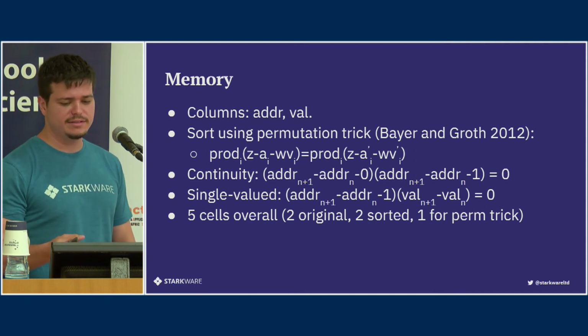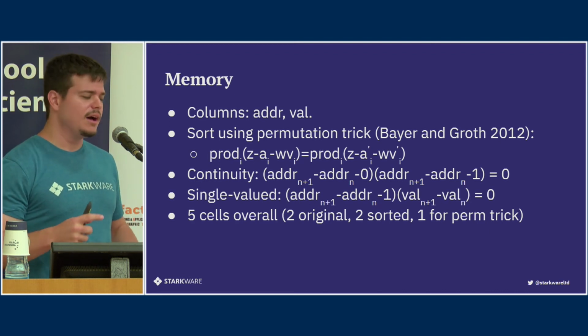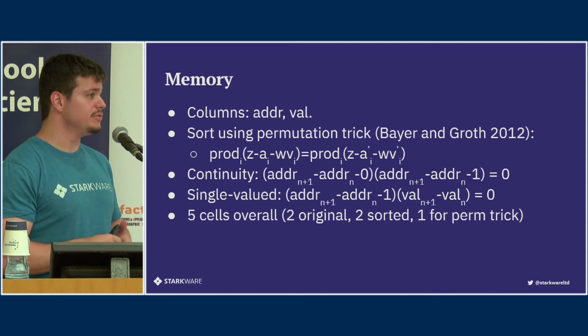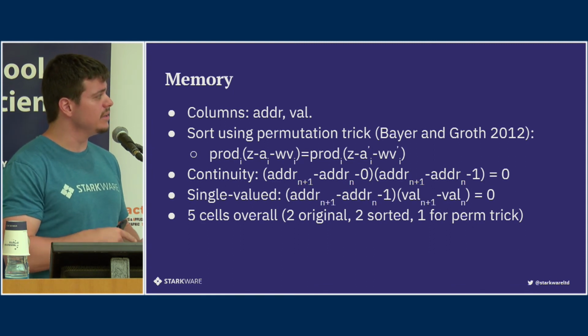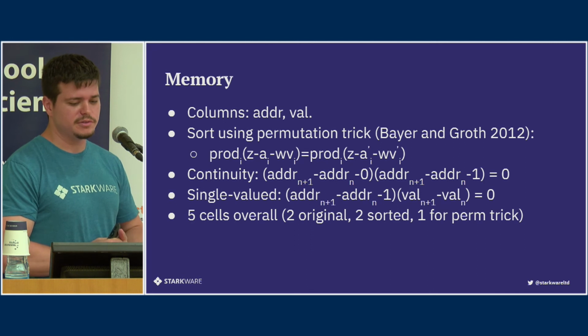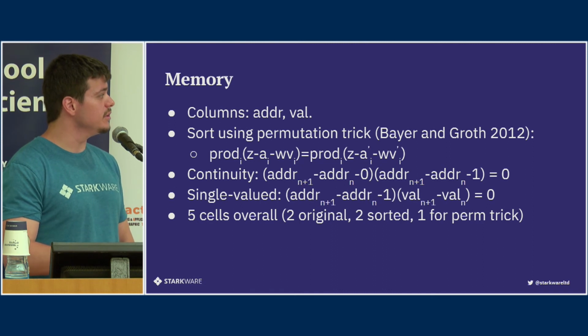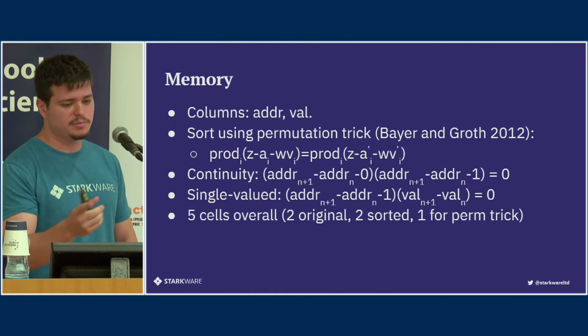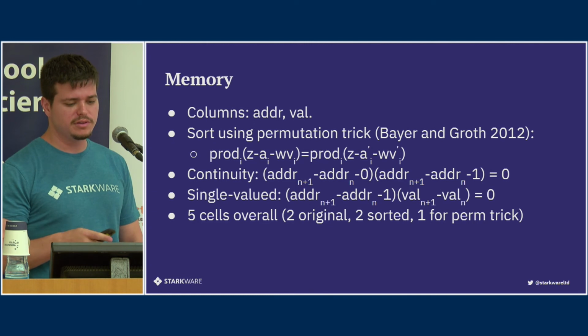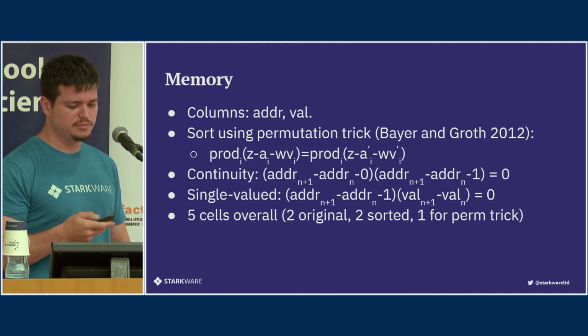And once we did that, we also have a degree 2 polynomial to show that either the address is different, which is okay, but if it's not different, then the value needs to be the same. So it's also degree 2. And overall, we have 5 cells, 2 for the original address value, 2 for the new address value, and 1 for the permutation trick we had before. So it's 5, and it's pretty cheap.